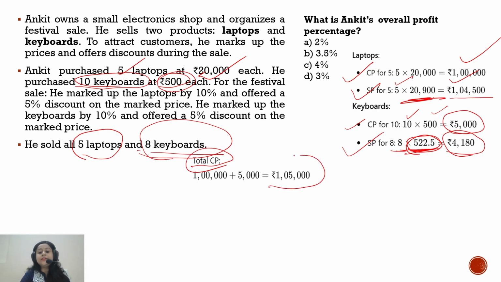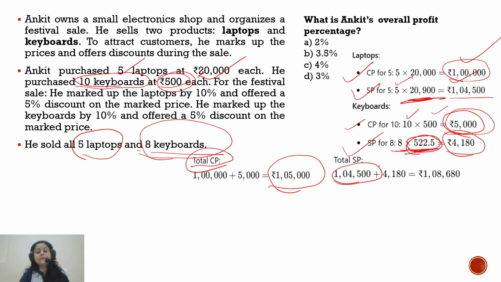So that is obviously 1,05,000, because this is the cost price of laptop and this is the cost price of keyboard. Now what is the total selling price of keyboard and laptop? Obviously this is the selling price of laptop and this is the selling price of keyboards. So total selling price is coming down to 1,08,680, right?